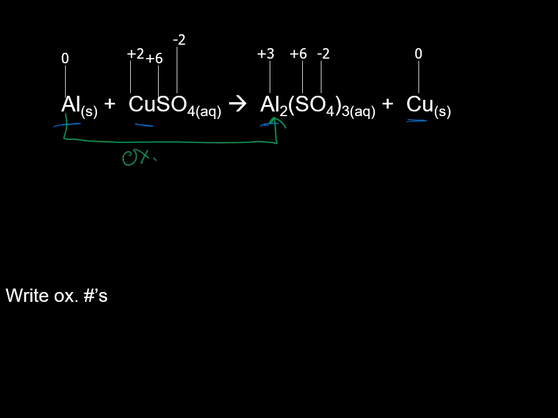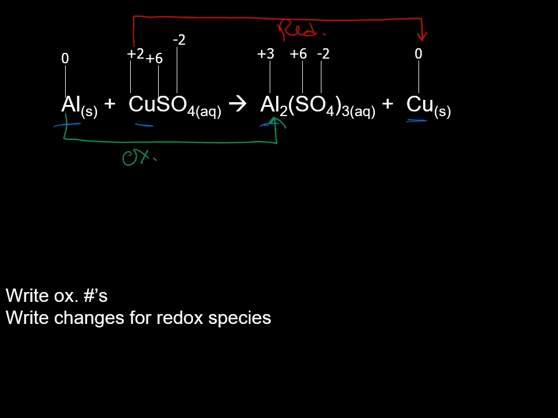And then our reduction half reaction, reduction should see a decrease or a reduction in its oxidation number. So if we look at copper, it starts out as +2 and it goes to 0. So that is going to be a reduction half reaction. Reduction is the gain of electrons. That would be copper gaining electrons. So write the changes for those redox species.